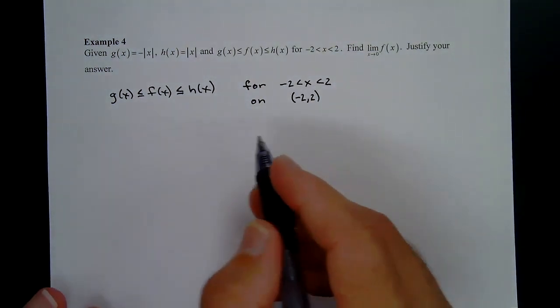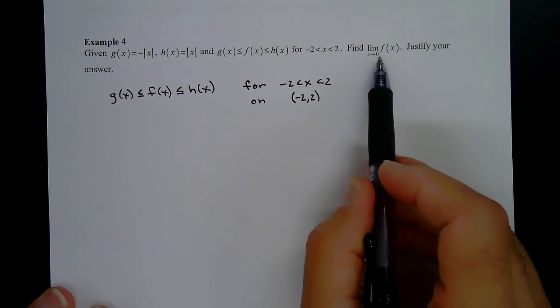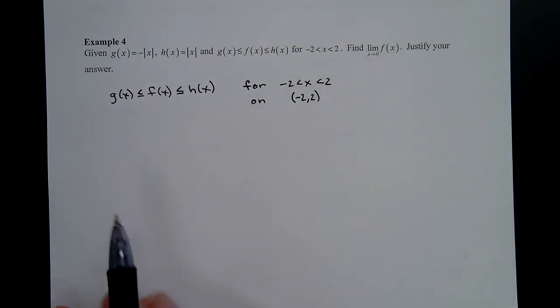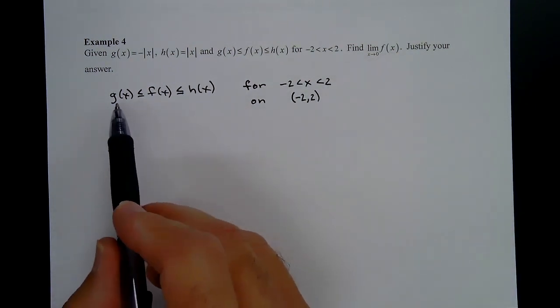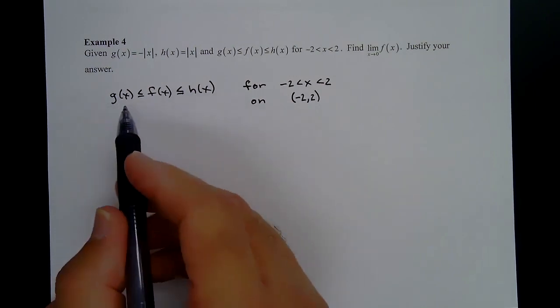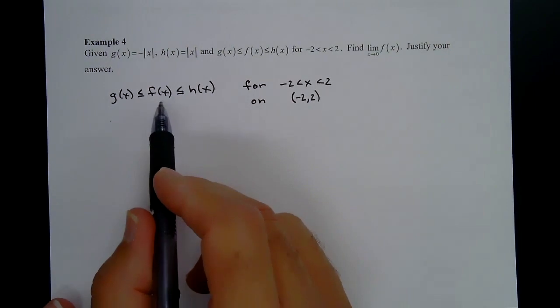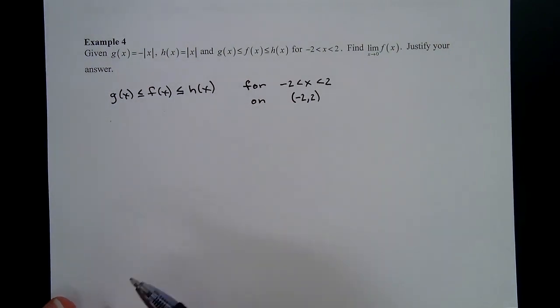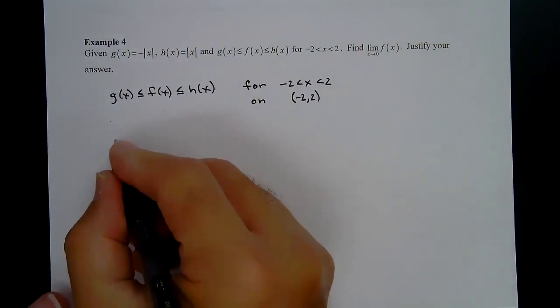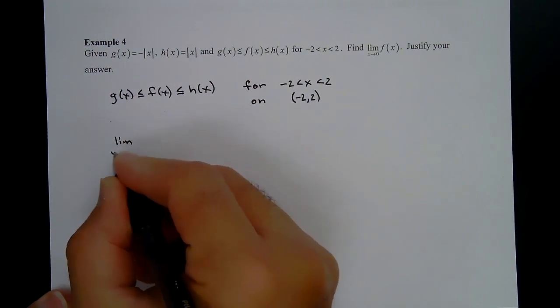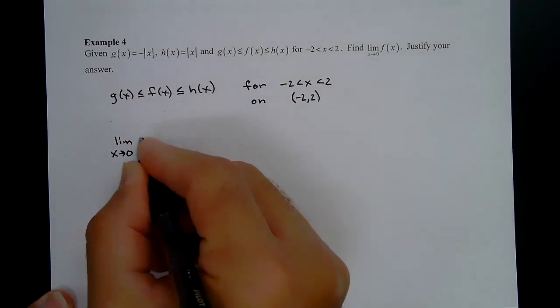All right, now we want to find the limit as x approaches 0 of f of x. Well, we want to show that the limit as x approaches 0 of g of x, we got to figure that one out, and we got to figure this one out. And if they turn out to be the same, then f of x would have to have the same limit. That's the whole idea behind this, okay? So let's find the limit as x approaches 0 of g of x.